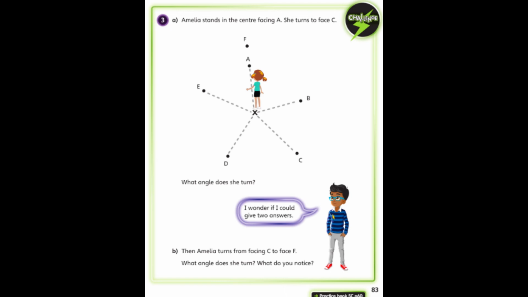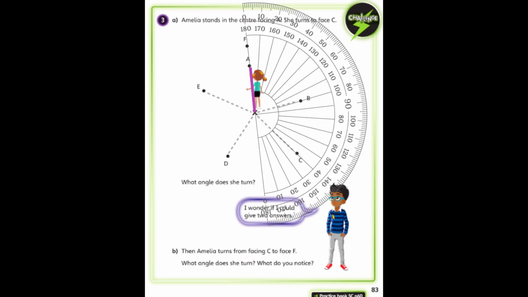So let's see, if she goes from facing A to facing C, I can lay down my protractor, and as I measure, I can see that she is turned 140 degrees. That makes sense because this is an obtuse angle. Okay, so she could have turned 140 degrees clockwise.